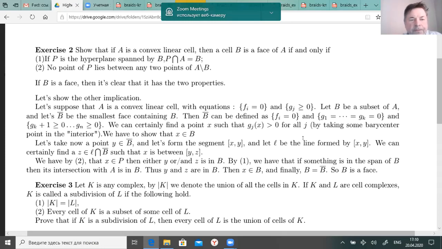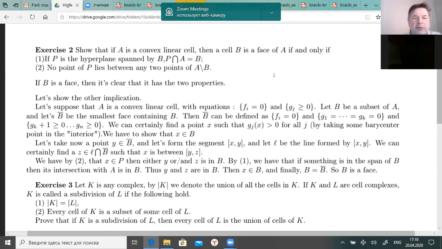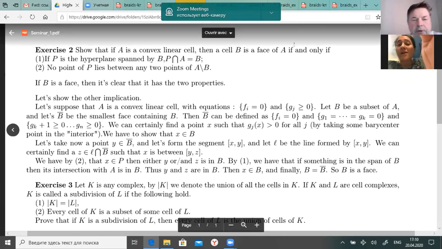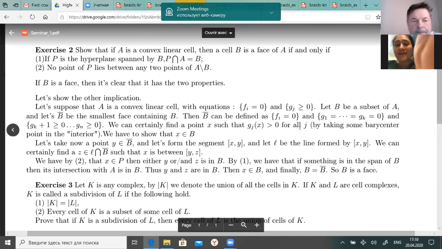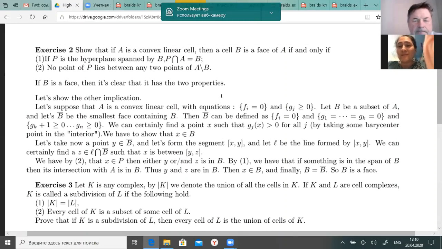So can you now try to explain your solution? If you don't want to explain the first implication, I can try to help you. So can you start to explain, please? Which part? The first one as well? No, exercise 2, the part that you see in the screen, your file. Yes.